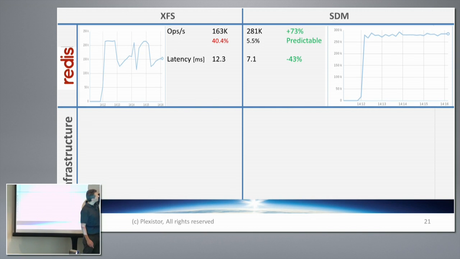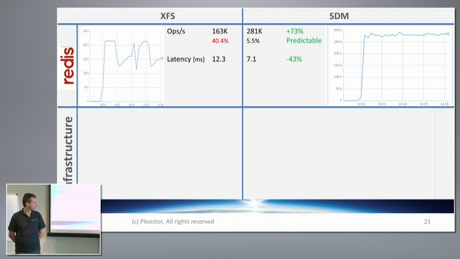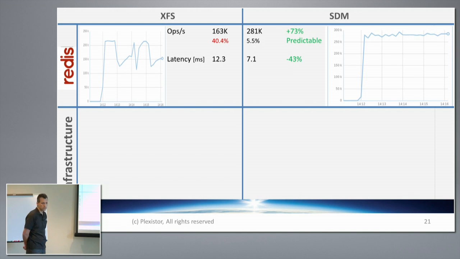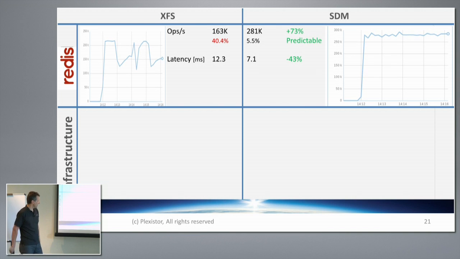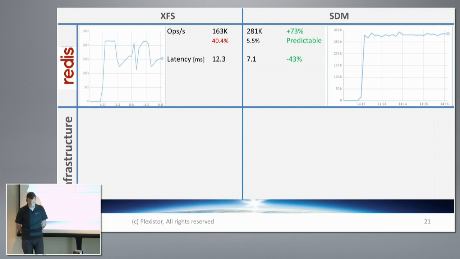It's 73% higher in this scenario, and it's a lot more predictable. I mean, there is a variation in performance, obviously, but the standard deviation is 8 times lower than with XFS, right? So that's significant. And basically, that's the predictable quality of service that Sharon mentioned earlier, and also the latency itself is 43% lower.